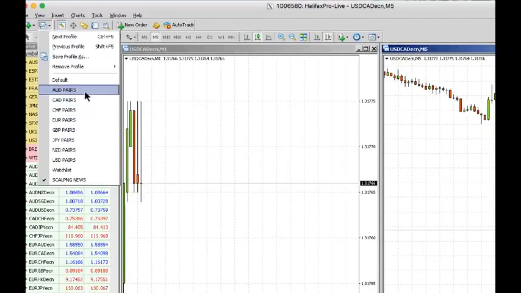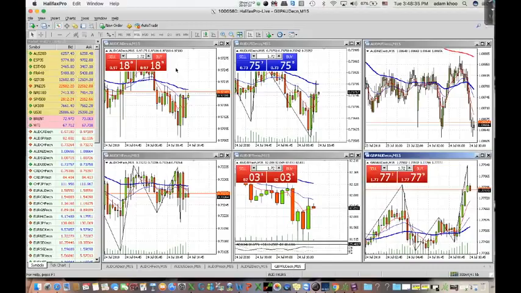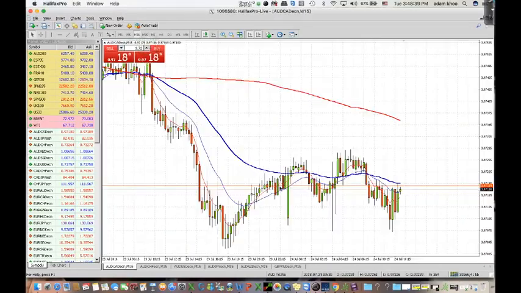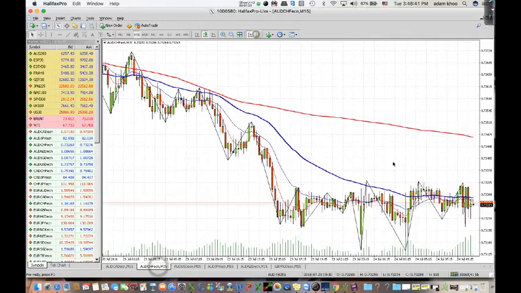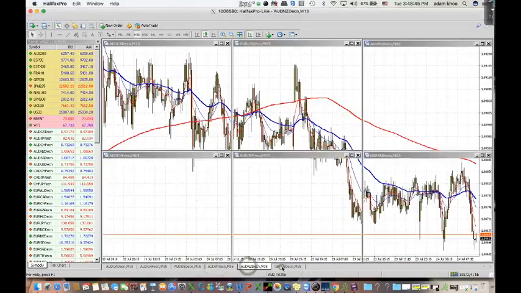So first thing is, again, I'm looking at my Aussie pairs, click on Aussie pairs, and then I look one by one. Okay, so first one would be, is there a trade setup? Okay, is there a trade setup? Right, so that's how I scan the entire market, right?